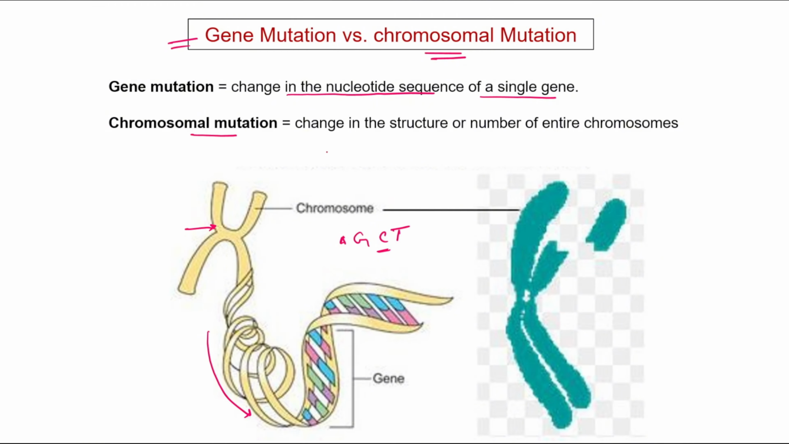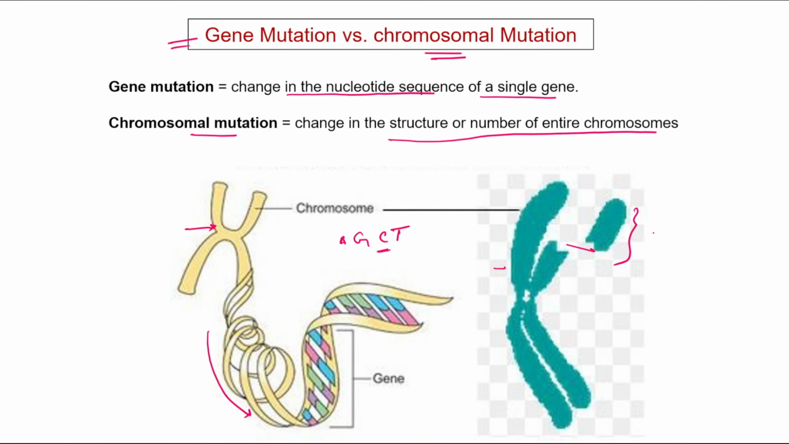But chromosomal mutation is a change in the structure or number of an entire chromosome. This is the chromosome, and when there is a change in structure, or in the entire chromosome number, that is called chromosomal mutation. Chromosomal mutation can involve a large segment of DNA or even a whole chromosome. They often have a major effect because they can disrupt many genes at once.